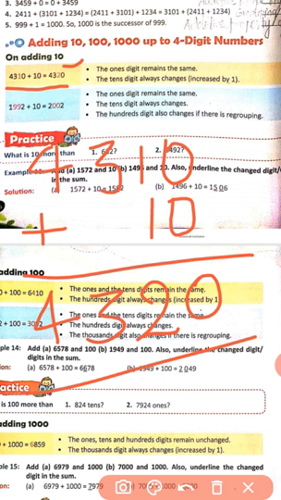Now what we observe here: at the ones place, previously the ones place digit was 0, and after adding 10 it is also 0. The tens place digit was 1, and now after adding 10 the tens place digit is 2. So the ones digit remains the same and the tens digit always changes. The tens place digit increased by 1. When we add 10 to any number, the ones digit remains the same and the tens digit changes.